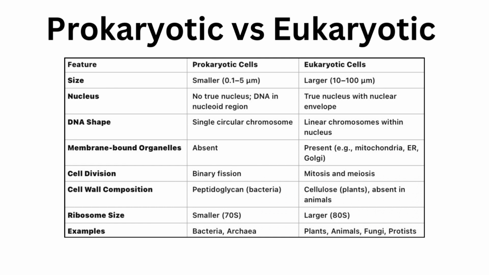More on that later. The cell wall composition for prokaryotic is peptidoglycan for bacteria, and cellulose for plants, and it's absent in animals. Ribosome size, we've just said it. And examples for prokaryotic are bacteria and archaea, while examples for the eukaryotic are plants, animals, fungi, and protists. That's it for everything related to the cell.